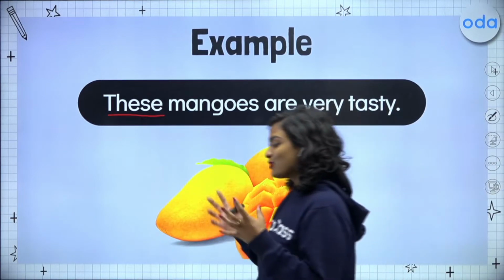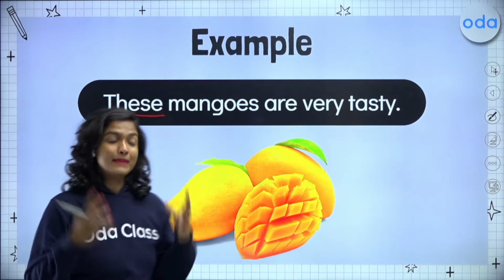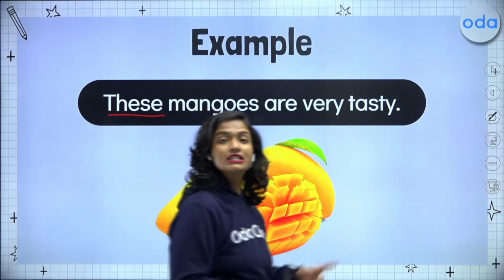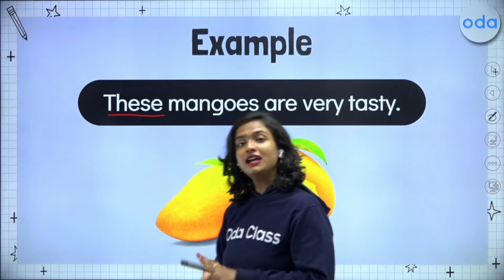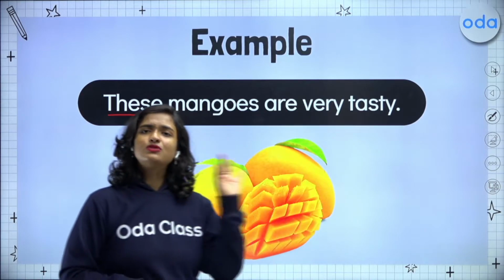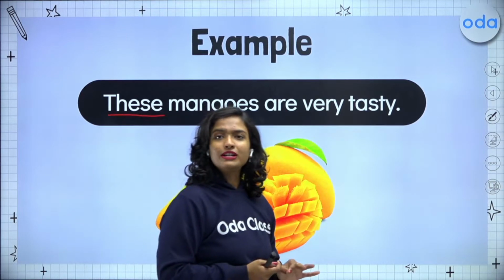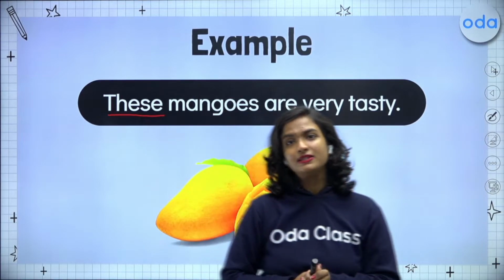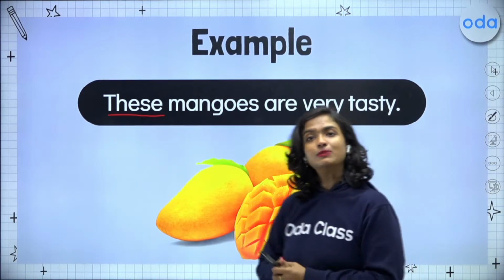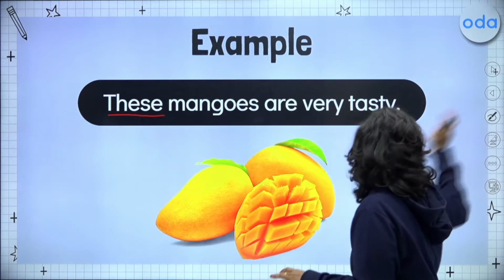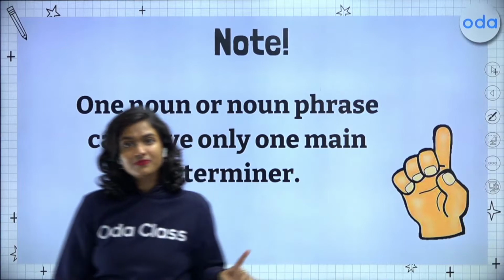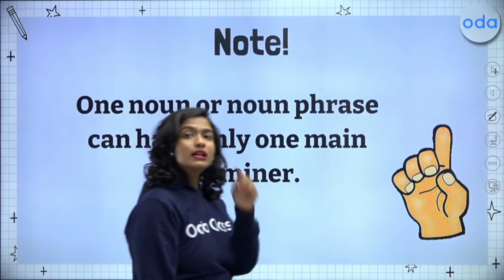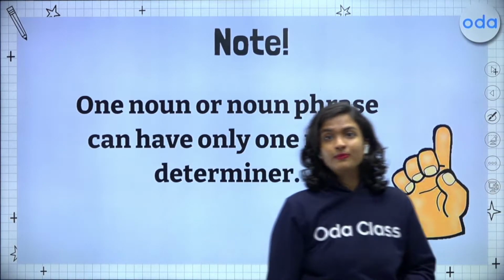All right. So now, kids, we have learned about three main determiner types, correct? We learned about articles, we learned about our possessives, as well as our demonstratives. Now, there is one very, very important point that you have to keep in mind when you think about determiners, which is that one noun or one noun phrase can only have one main determiner.